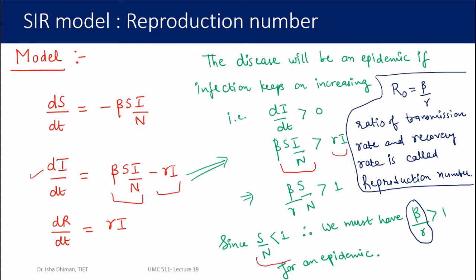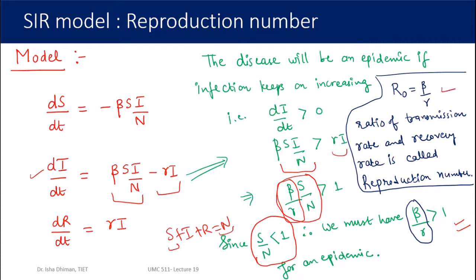And we know that S by N is less than 1, because the number of susceptibles is always going to be less than the total population, because we know of this relation S plus I plus R is N. So S by N is always less than 1. So if we want this product to be greater than 1, it means beta by gamma has to be greater than 1, because the product of two numbers which are both less than 1 cannot make a product greater than 1. So if the product has to be greater than 1, the other number, beta by gamma, has to be greater than 1. So that's the conclusion.